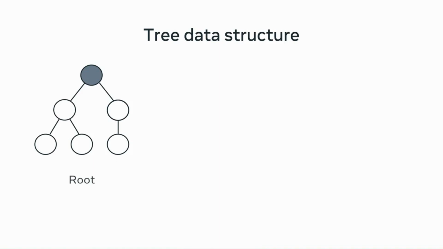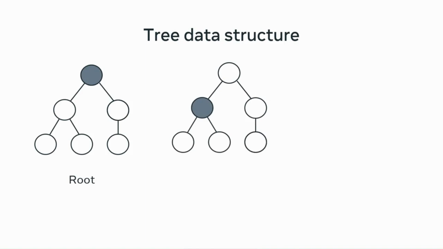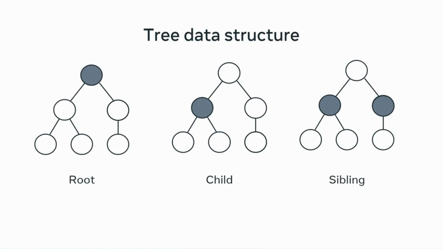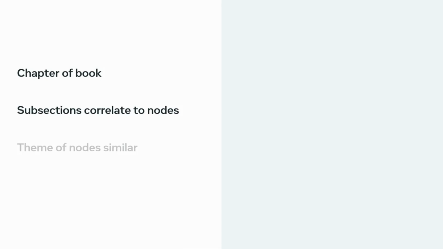When discussing trees, it is important to know some of the terminologies. The top-level node is referred to as the root. Each subsequent node down that is connected to this node is referred to as a child node. Nodes that have the same parent are referred to as siblings and are considered to be on the same level. One might picture a chapter of a book where the subsections correlate to connected nodes. The theme of these nodes will be of a very similar nature. Other branches would be other chapters that still fall under the general theme but on different topics.